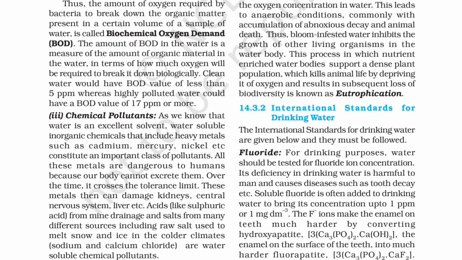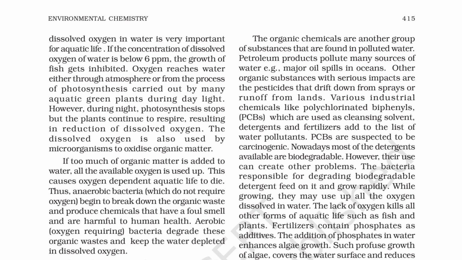The organic chemicals are another group of substances that are found in polluted water. Petroleum products pollute many sources of water, for example, major oil spills in oceans. Other organic substances with serious impacts are the pesticides that drift down from sprays or run off from lands. Various industrial chemicals like polychlorinated biphenyls, PCBs, which are used as cleansing solvents, detergents and fertilizer, add to the list of water pollutants. PCBs are suspected to be carcinogenic.